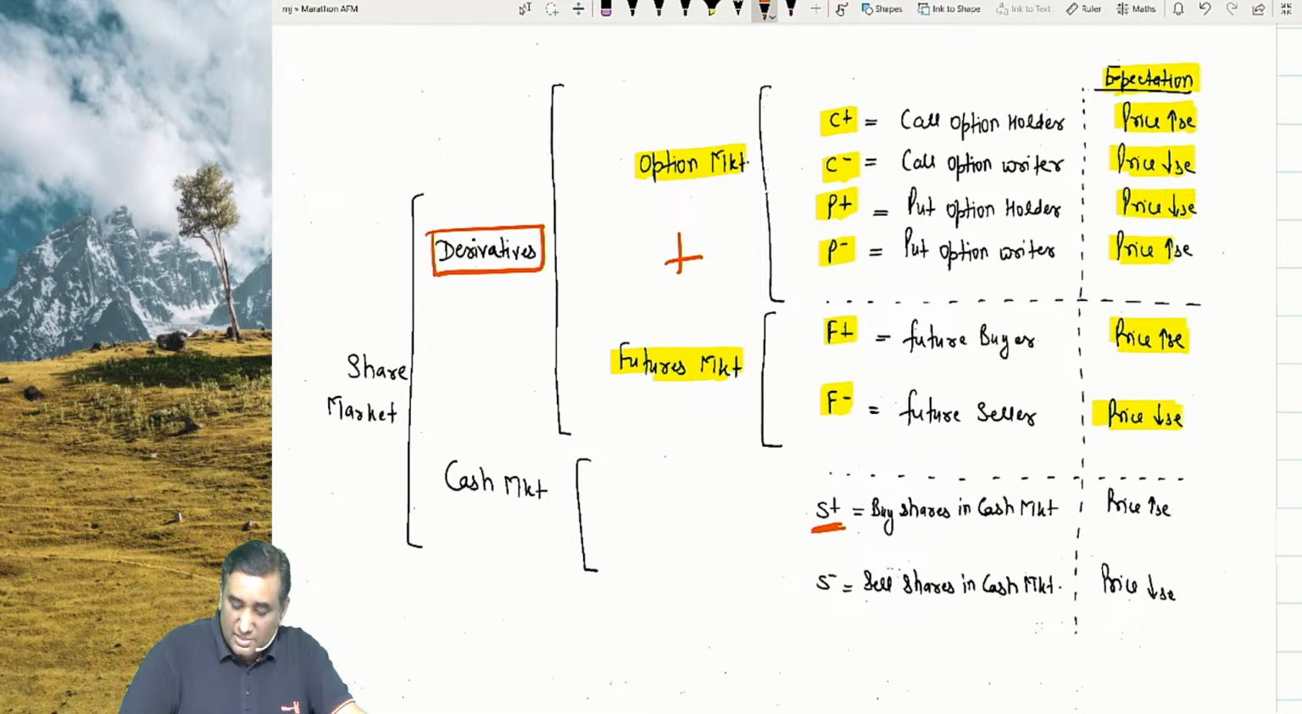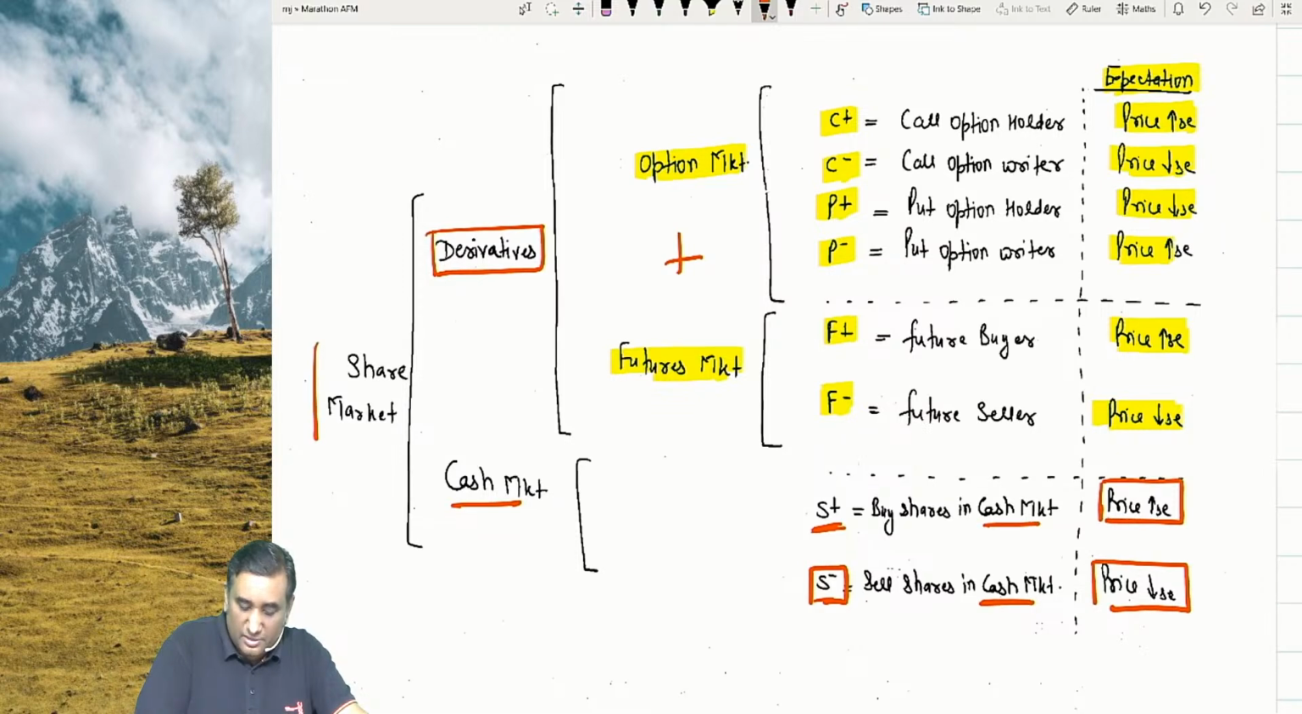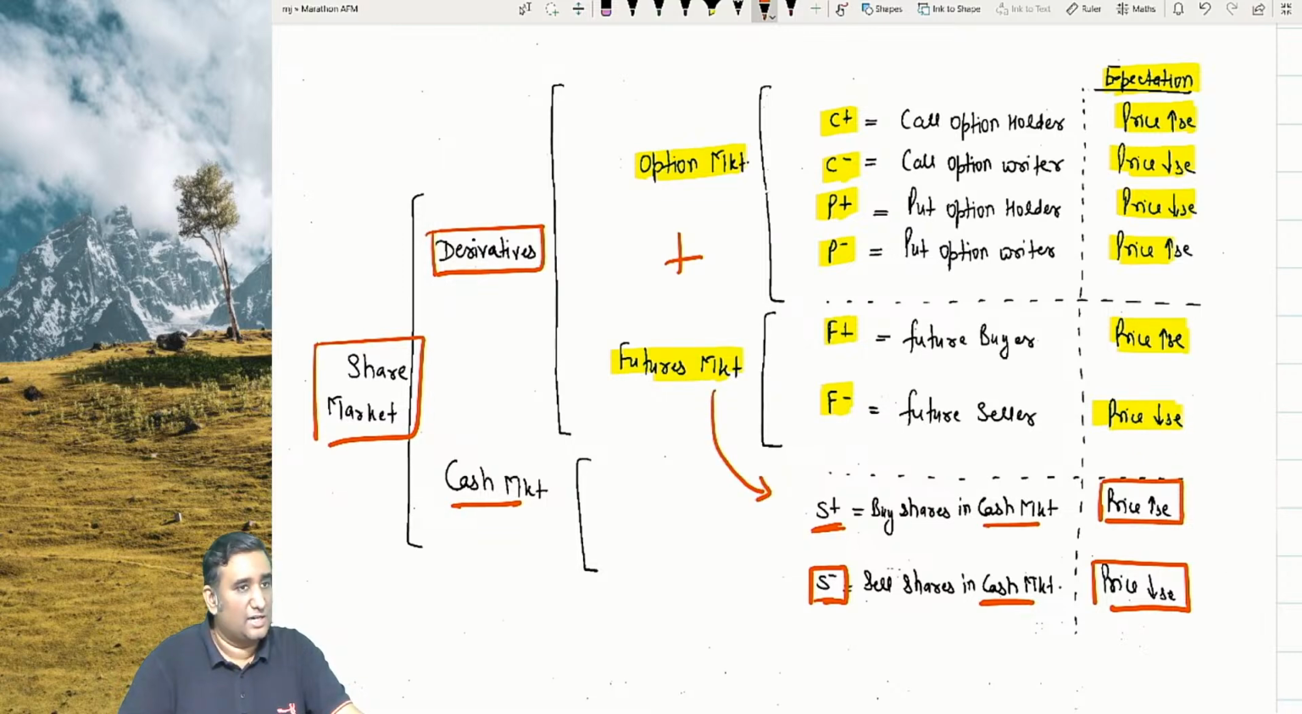S plus is the buyer in the cash market. You buy when you expect the price to increase. S minus is the seller; you sell in the cash market when you expect the price to decrease. This is the cash market, or share market. That's exactly the structure. Especially we will have a combination of futures and the cash market, although we can also create some strategies with options and the cash market.